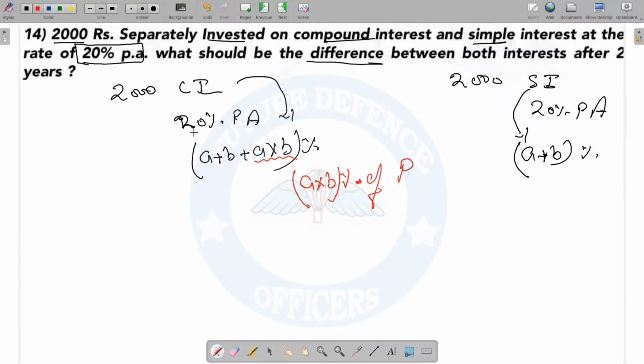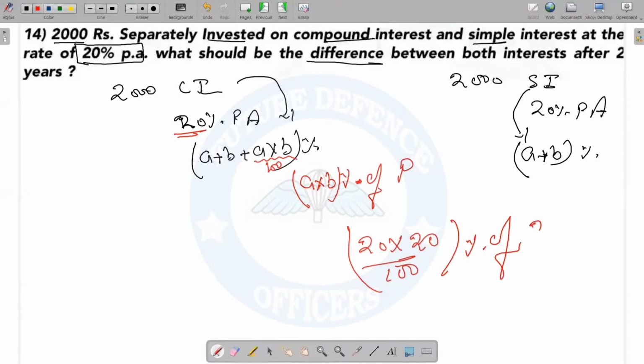A into B percent. So A is here 20. For the second year also the rate is 20. So 20 into 20 upon 100, into 100% of the money, that is the 2,000. This will give the difference. So 20 into 20, 400 upon 100 means 4% of 2,000. So 4% of 2,000 means 80 rupees is the difference.